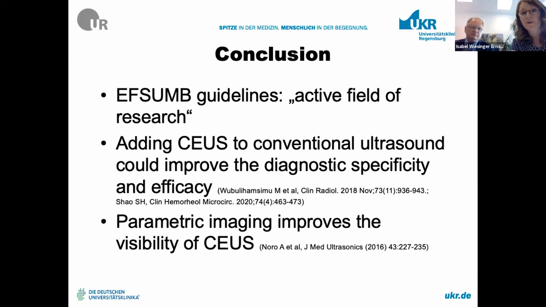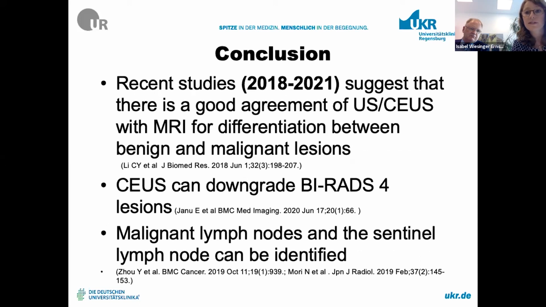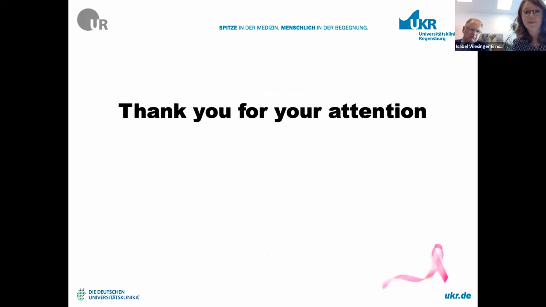So to sum it all up, as we said before, CEUS in breast imaging is an active field of research, and it improves the diagnostic specificity and efficacy compared to conventional ultrasound. And as we've seen before, the parametric imaging might improve the visibility of contrast-enhanced ultrasound. The recent studies suggest that there's a good agreement between ultrasound, contrast-enhanced ultrasound, and MRI when it comes to differentiation between benign and malignant lesions. Most importantly, contrast-enhanced ultrasound can downgrade BI-RADS V lesions and hence spare this mentally stressful situation of a biopsy for the patient. And also, in research, malignant lymph nodes and the sentinel lymph nodes can be identified. Thank you very much.